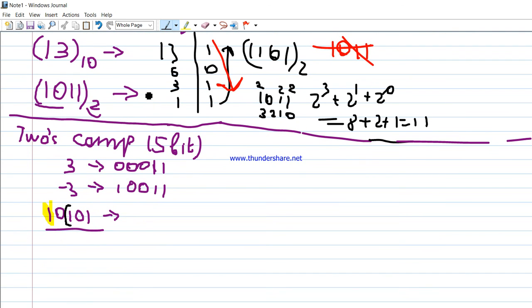Okay, let's go through 2's complement right now. 2's complement is really easy. I'm not going to spend time explaining what 2's complement is. You can Google that.